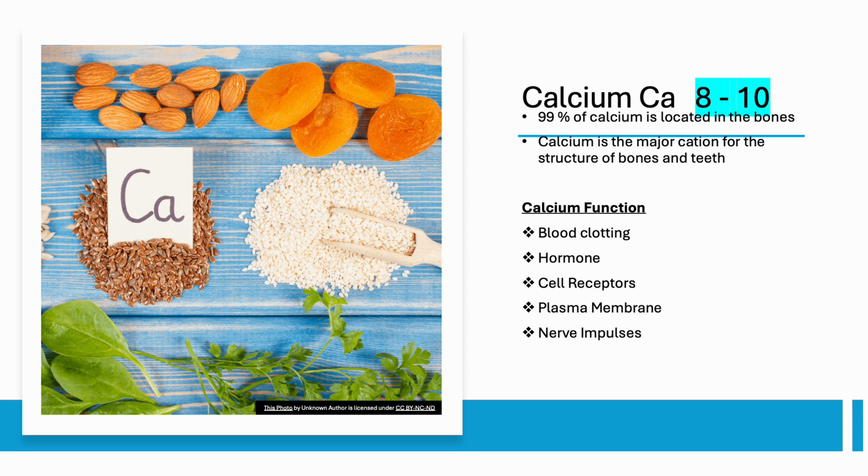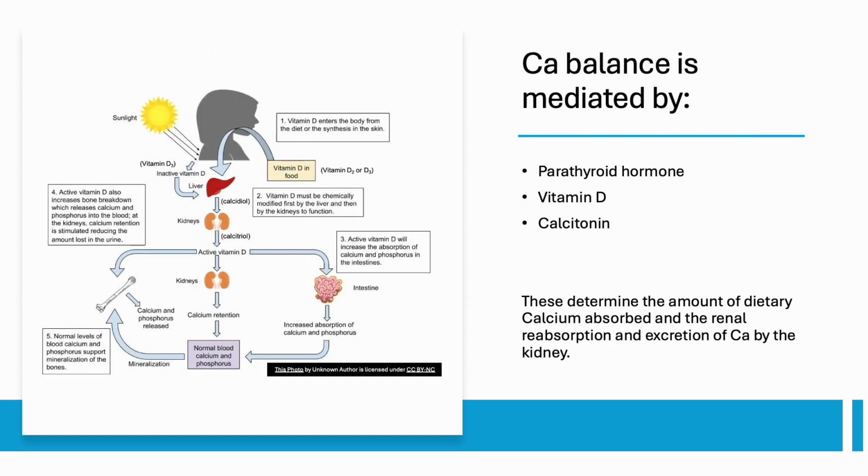The functions are the enzymatic cofactor for blood clotting, required for hormone secretion, required for function of the cell receptors, required for plasma membrane stability and permeability, and required for the transmission of nerve impulses and the contraction of muscles. Calcium balance is mediated by interactions among 3 hormones: parathyroid hormone, vitamin D, and calcitonin. Acting together, these substances determine the amount of dietary calcium absorbed and the renal reabsorption and excretion of calcium by the kidney.